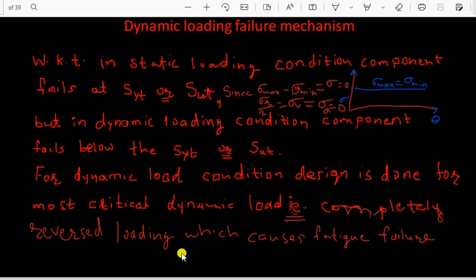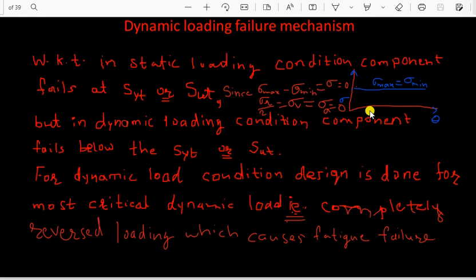So let's start with the ascent curve. Before that I will revise this portion. We have already seen how the maximum force is responsible for the failure, whether it is a static loading condition or a dynamic loading condition.